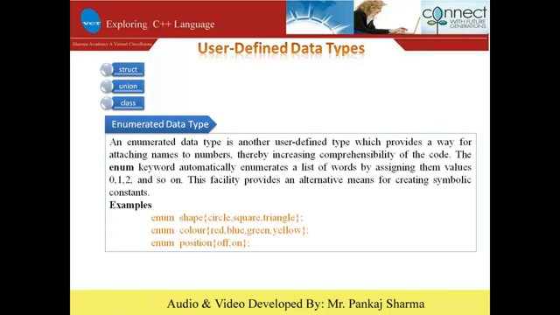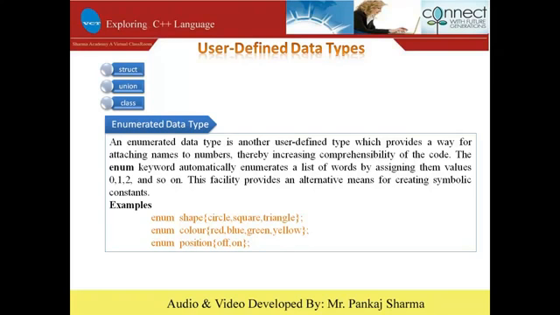An enumerated data type is another user-defined data type which provides a way for attaching names to numbers, thereby increasing comprehensibility of the code. The enum keyword automatically enumerates a list of words by assigning them values like 0, 1, 2 and so on. This facility provides an alternative means for creating symbolic constants.